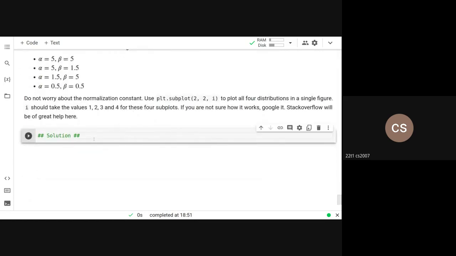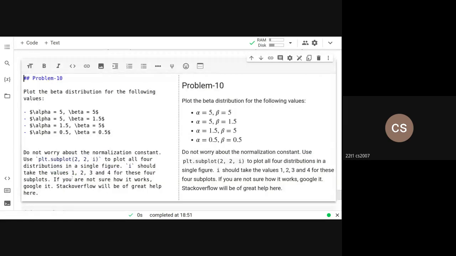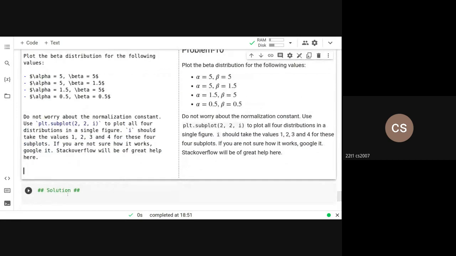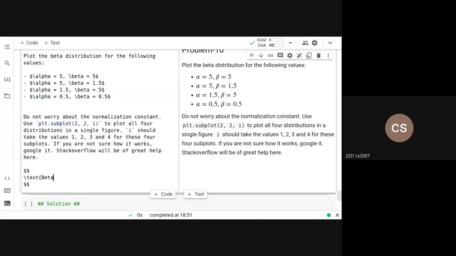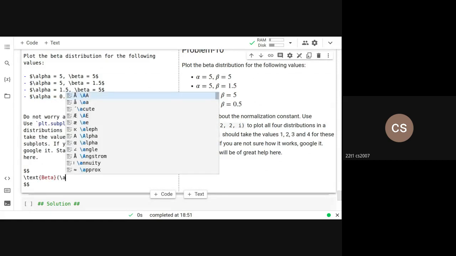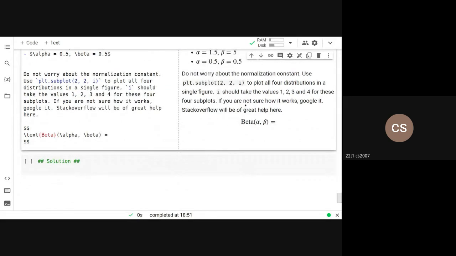Okay, now the beta distribution. This is the final problem in this particular Colab. So, visualizing the beta for different values of alpha and beta. Again, let me take this opportunity to write the beta distribution here. Beta has 2 parameters, alpha and beta. Okay, focus on the right. If you're interested in LaTeX, focus on the left.